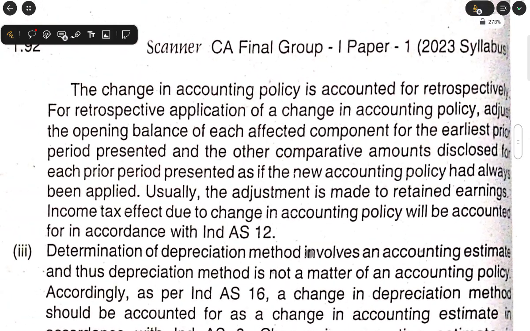A change in accounting policy is accounted for retrospectively. A retrospective application of change in accounting policy adjusts the opening balance of the affected component of equity for the earliest prior period presented, and the other comprehensive amounts are disclosed for each prior period presented as if the new accounting policy had always been applied. Usually, the adjustment is made in retained earnings. The income tax effect due to change in accounting policy will be accounted for in accordance with Ind AS 12.